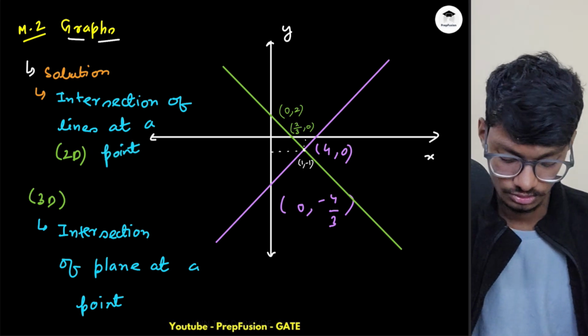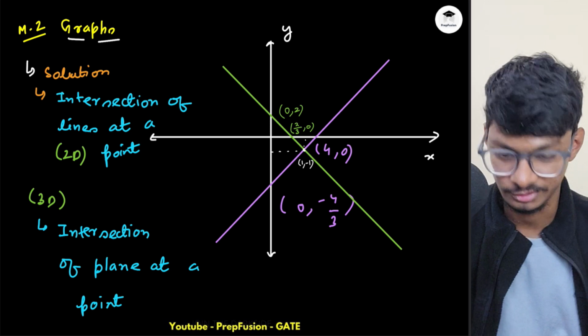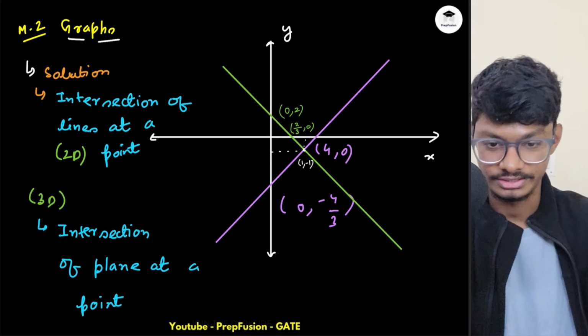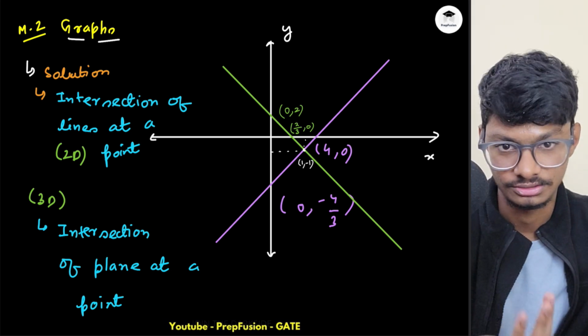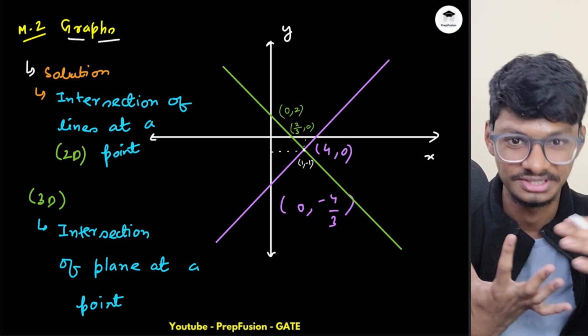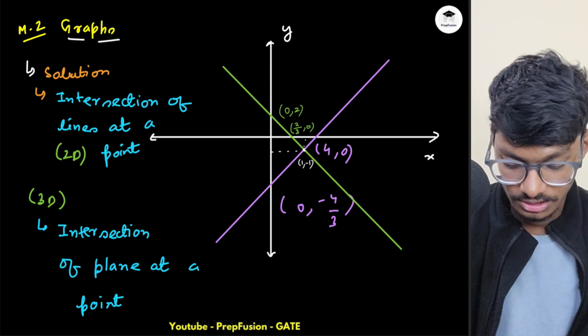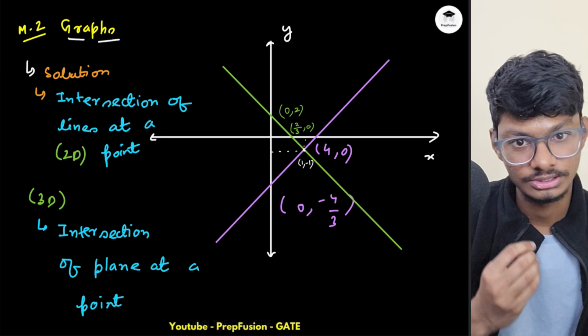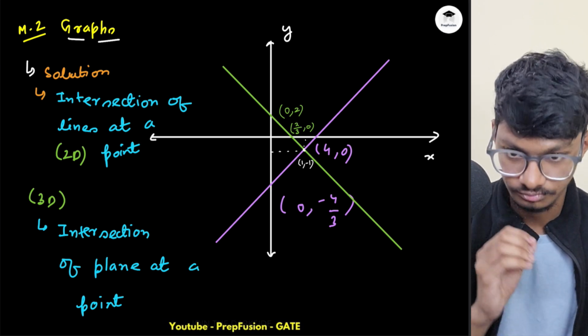Okay, so these are the definitions. For 4D I don't even know what the definition is. For 3D I can say it is the intersection of planes. There I think it will be something like the intersection of the volumes. So this is basically the definition of the solution of linear equations.